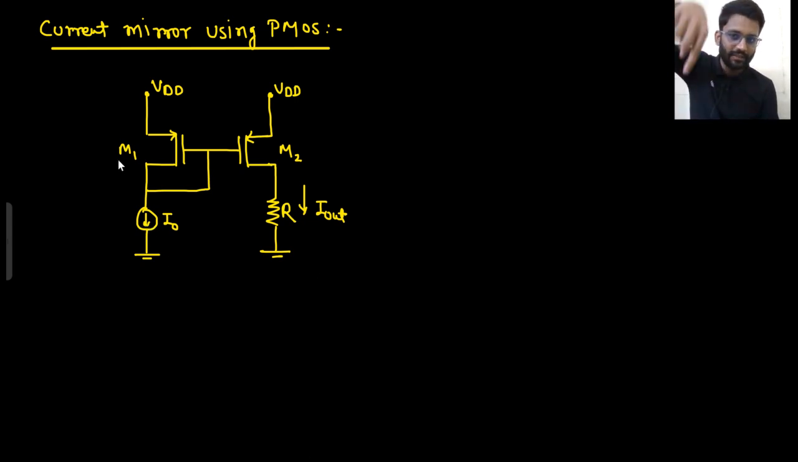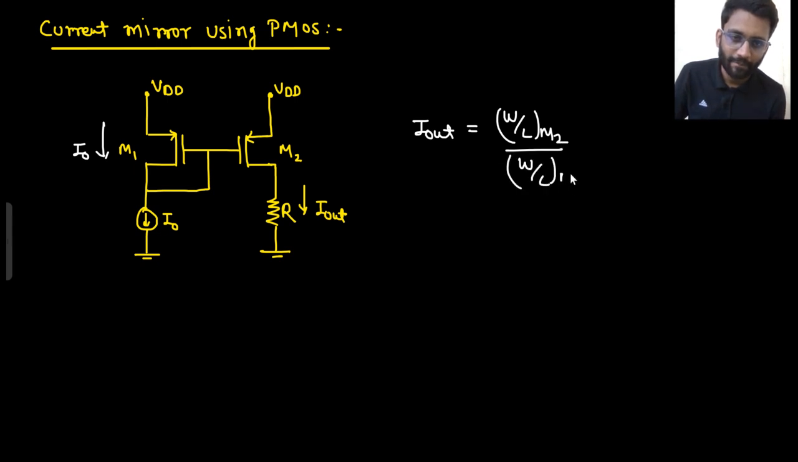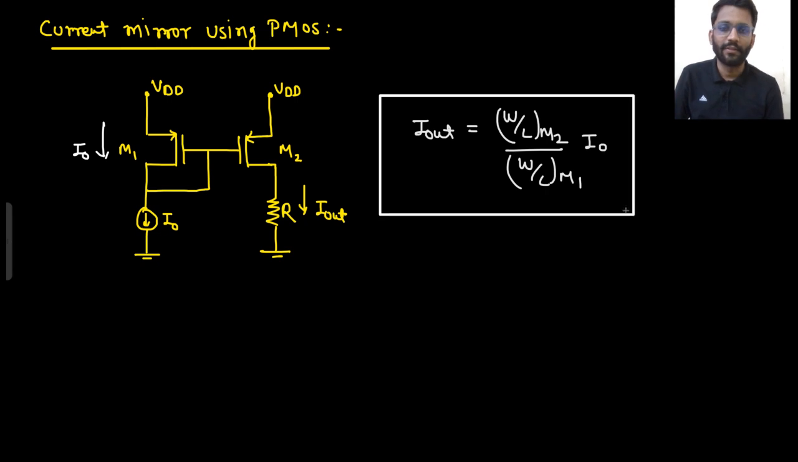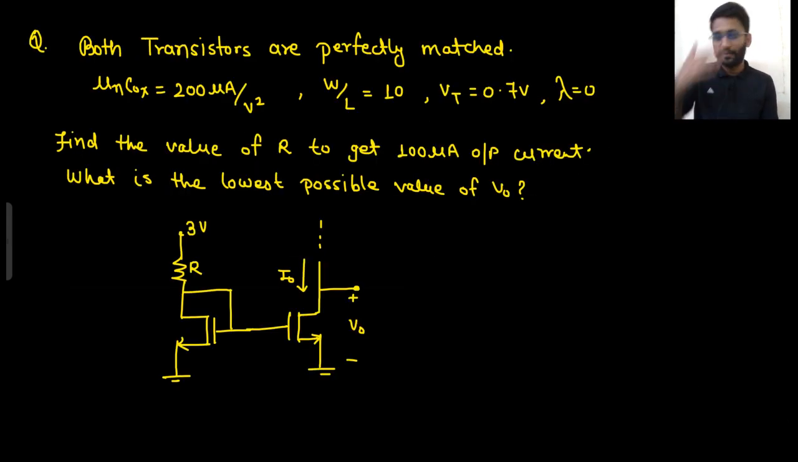So here, this is the current that is flowing through M1. I naught current is flowing through M1. And what will be I out? So I out would be equal to W by L of M2 divided by W by L of M1 into I naught. So this will be your I out. That's it. Are you getting this point? So this is the concept of current mirror circuit. Well and good. Let's solve a question.